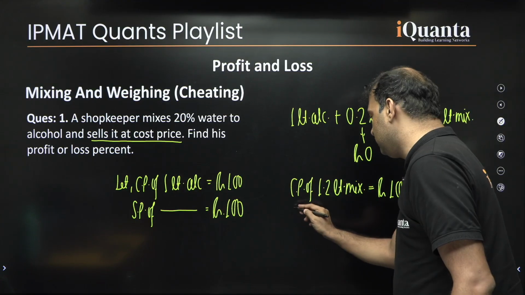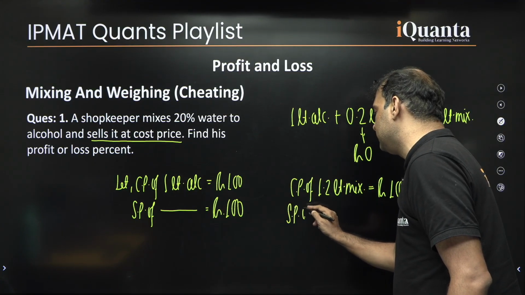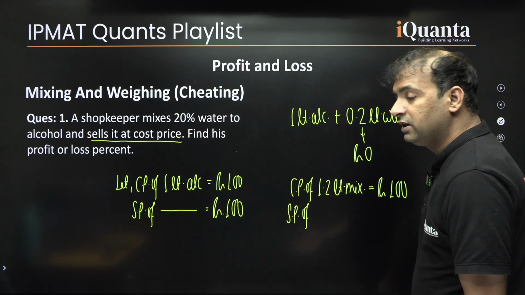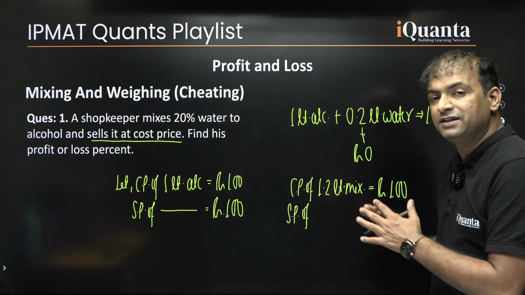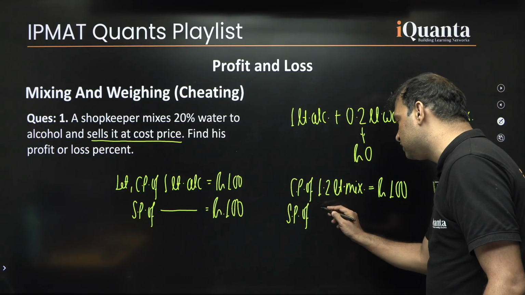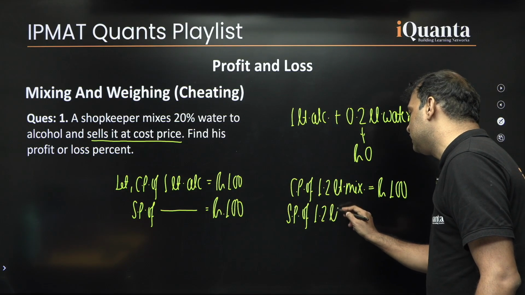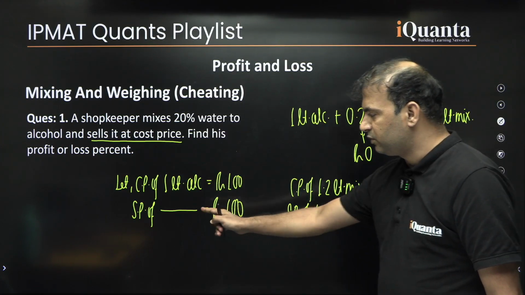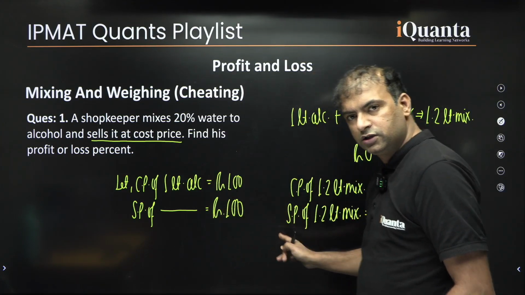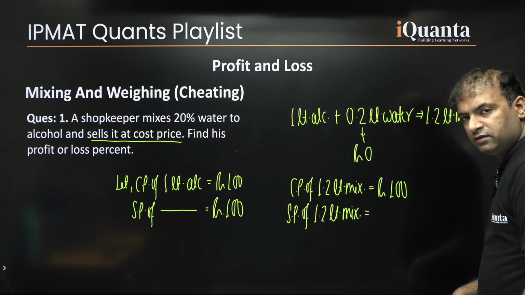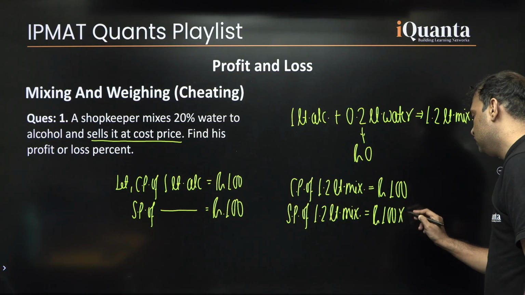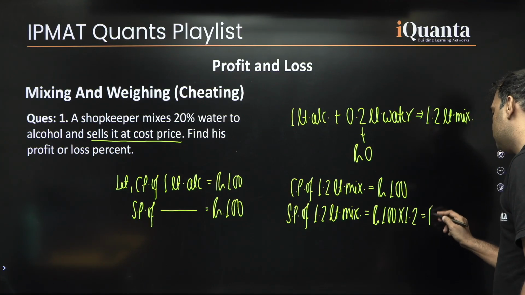But now when he is going to sell, obviously he has done some kind of cheating by mixing. Whenever he sells, he will tell the customer that this mixture is pure alcohol. Obviously the customer is going to pay the price of the alcohol, right? Remember guys, the selling price of 1 liter alcohol is 100. So what is the selling price of the 1.2 liter mixture? It is 100 into 1.2, which is ₹120.